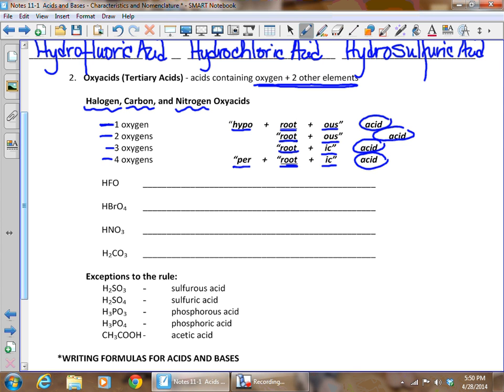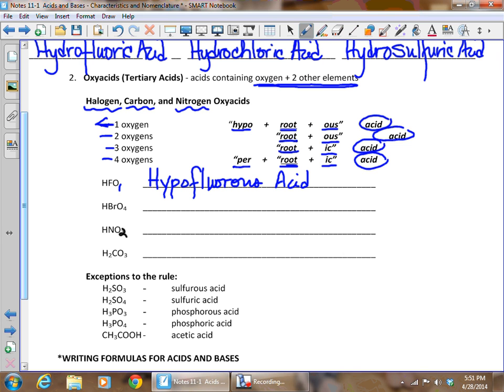So HFO, and I actually meant for this, I notice it now that it's a mistake. There should be a 2 here. I want to show an example of all of them. So please change that in your notes if it hasn't already been changed. HFO, we notice that HFO has one oxygen, so we're going to use this first rule up here. So we're going to start it with hypo, the root fluor, F-L-U-O-R, and it's going to end with ous, O-U-S, hypofluorous acid.